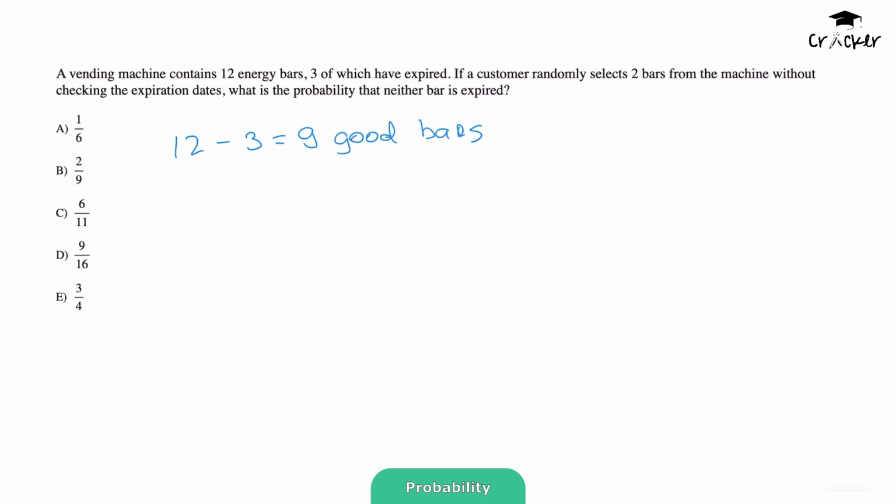Now, since the customer picks 2 bars without replacement, we'll multiply the probability of picking a good bar on the first try, and then the probability of picking another good one on the second try, assuming the first was good. We multiply these probabilities because both events must happen. The first bar and the second bar must both be not expired.